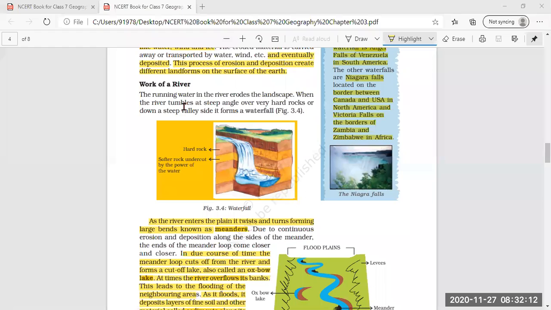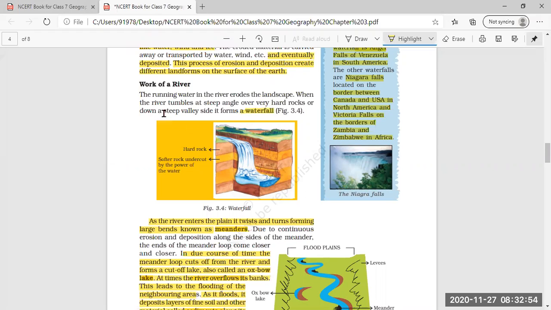Now in work of the river, the running water in the river erodes the landscape. That means the fast running water erodes the landscape. It also makes the landscape disappear, means some other type of landscape is formed just because of the work of the river. How the river works, now we'll come to know in this paragraph. When the river tumbles at steep angles over very hard rock or down the steep valley side, it forms the waterfall. So first and foremost thing is how the waterfall is formed.